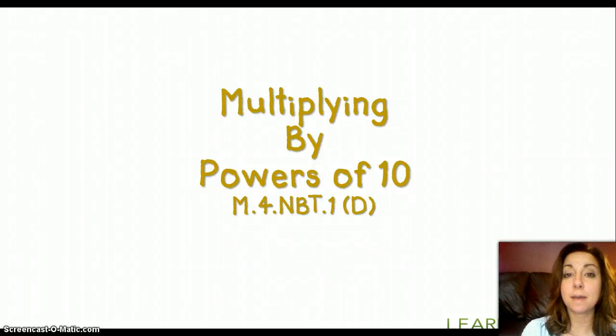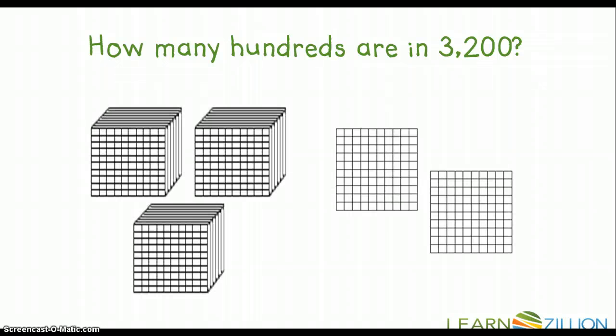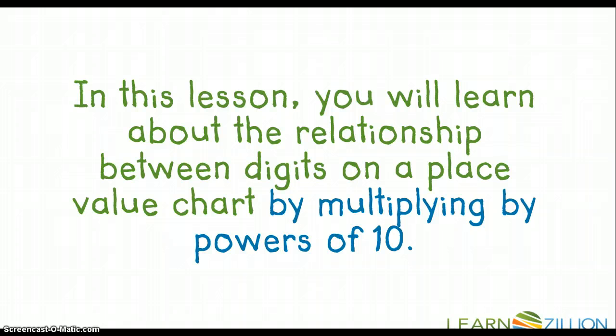Today you're going to be learning about multiplying by powers of 10 and how that relates to the place value charts that you've been looking at throughout the week. Good luck! The guiding question for today is how many hundreds are in 3,200? So by the end of this lesson, you should be able to tell how many hundreds are in 3,200, not just by looking at place value blocks, but by looking at place value charts or thinking about it in your brain. In this lesson, you will learn about the relationship between digits on a place value chart by multiplying by powers of 10.